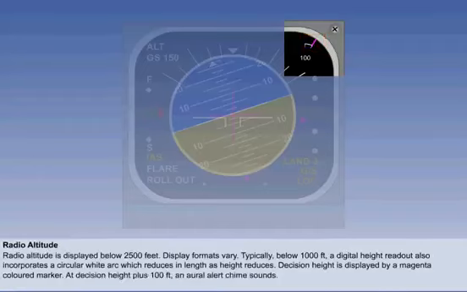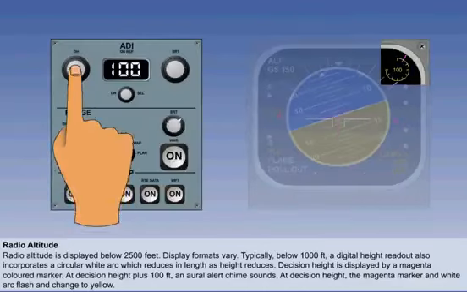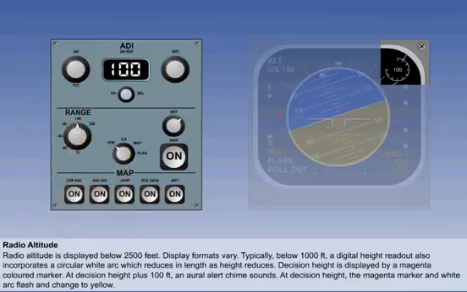At decision height plus 100 feet, an aural alert chime sounds. At decision height, the magenta marker and white arc will flash and change to yellow, and the alert tone ceases. Pressing the DHRST button will cancel the alert chime and the marker flashing, and will also change the decision height displays back to their normal colour.